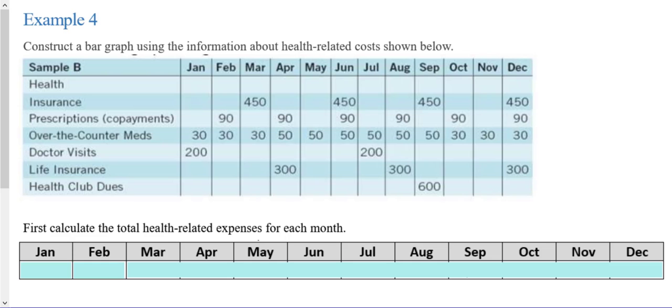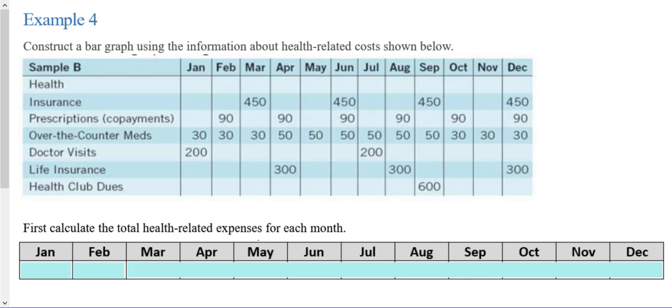In this video, we're going to explore budgets and bar graphs. If you remember from previous math classes, a bar graph is a type of graph or data display that uses rectangular bars to compare categories of data. So for this example, we're given a budget matrix.